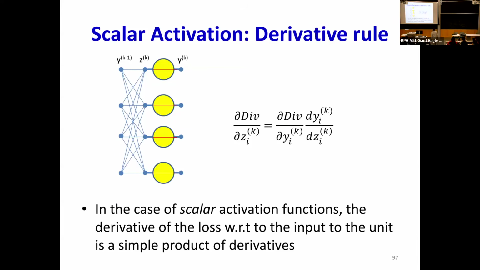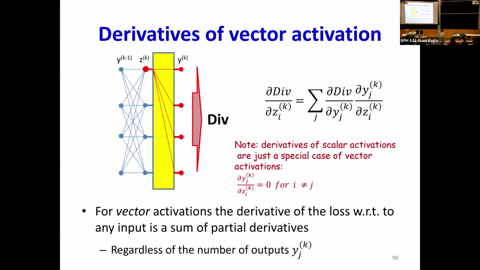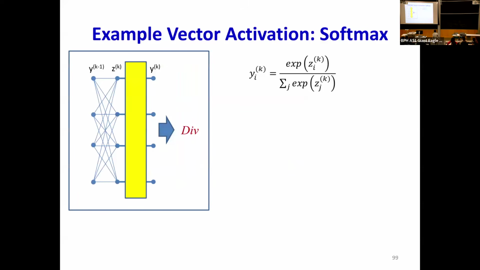For the scalar case, I said d div over dz was simply d div over dy times dy over dz, right? In the vector case, the z influences every one of the y's. And all of those y's eventually can influence the divergence. So the derivative of the divergence with respect to any z has to sum over all y's. And it's going to be the derivative of the divergence with respect to each of these y's times the derivative of the y with respect to z, summed over all the y's. Make sense to everyone?